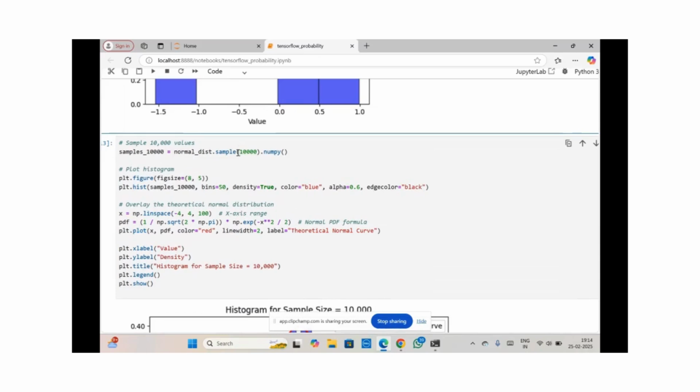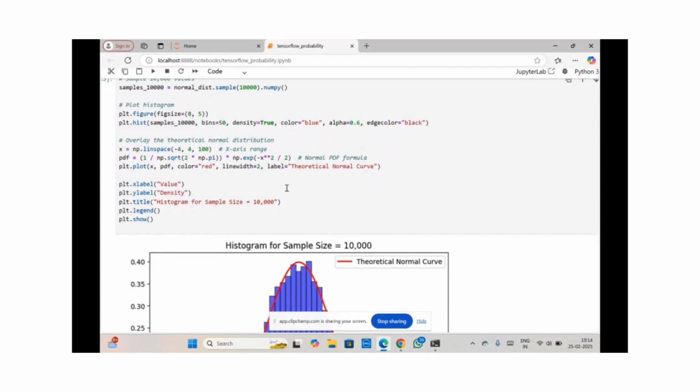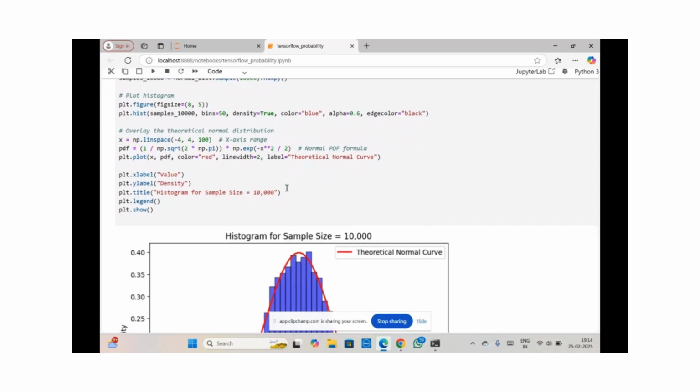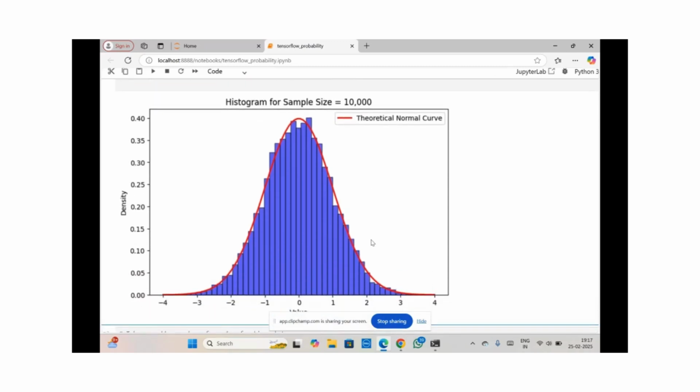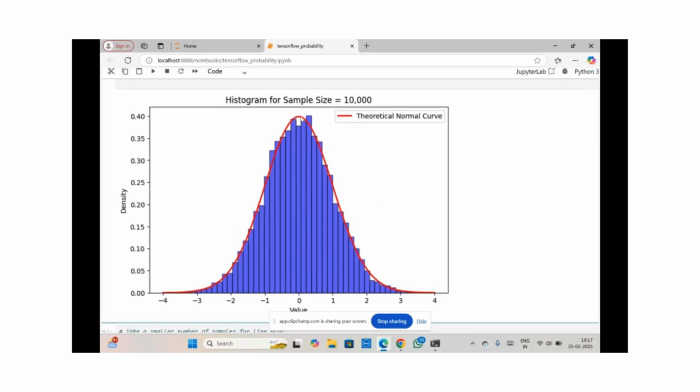If we increase the sample size to 10,000, the histogram will have many bins, creating a smooth bell curve. This histogram shows the most values are clustered around the mean of 0, with fewer values appearing as we move away. This bell shape is the key feature of the normal distribution.